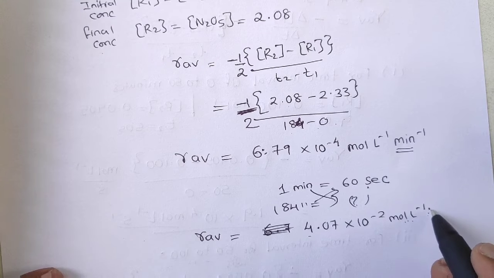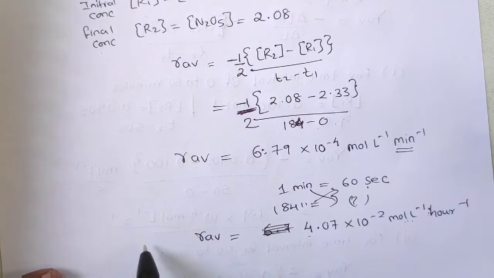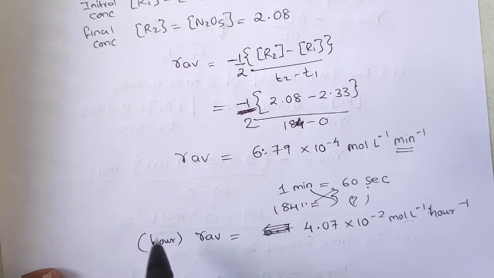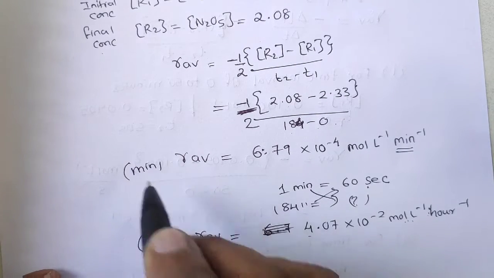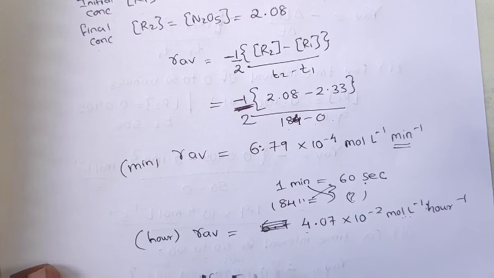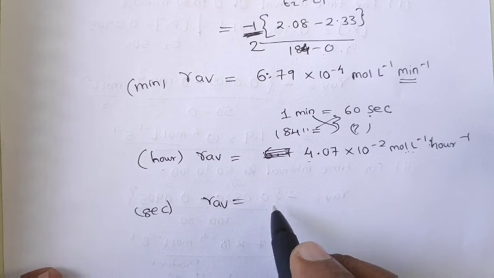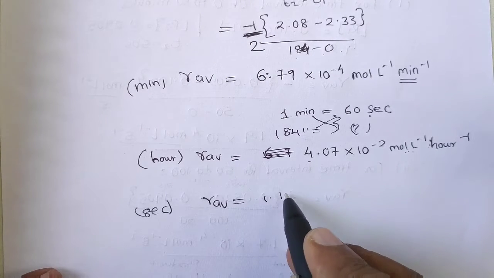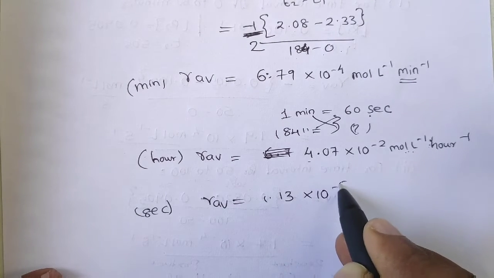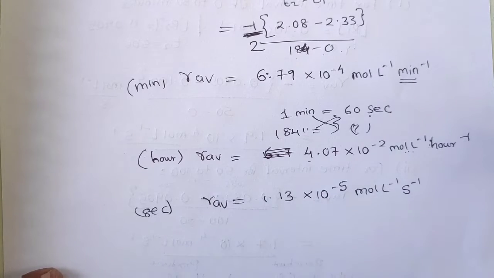Sorry, this one is for R inverse, right? This is for hour, this is for minute, and for second, it will be R_av equal to 1.13 into 10 raised to minus 5 mole liter inverse second inverse, right?